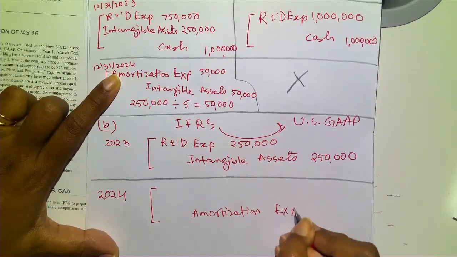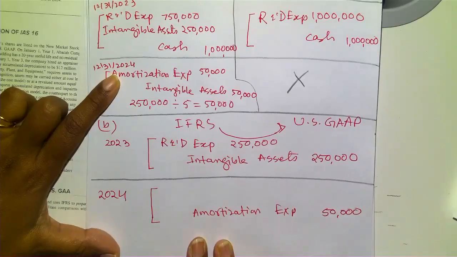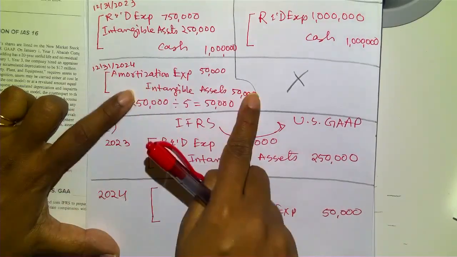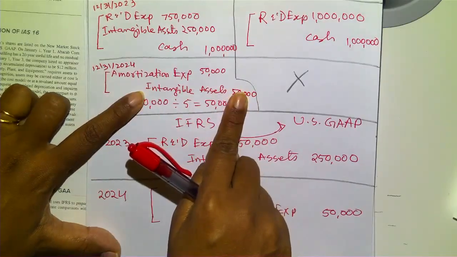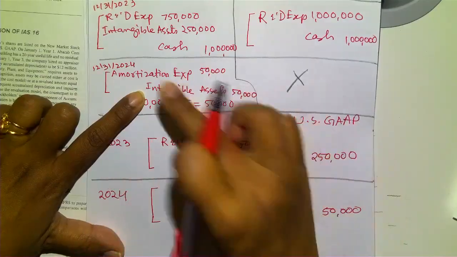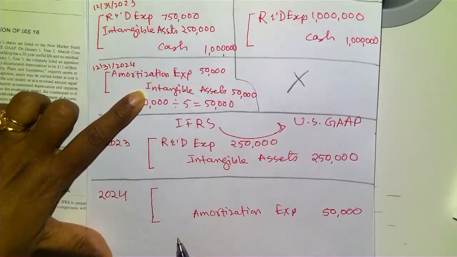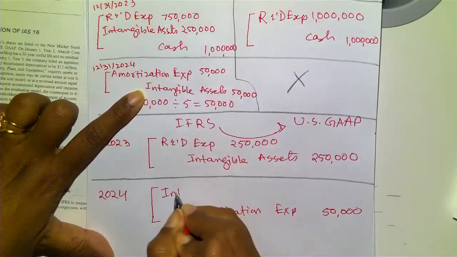Amortization expense. Let's do two separate entries, or you can combine it. I should not reduce intangible assets. Right. So I should not show this at all. So I am flipping it, reversing it to eliminate it. So I have to debit intangible assets.